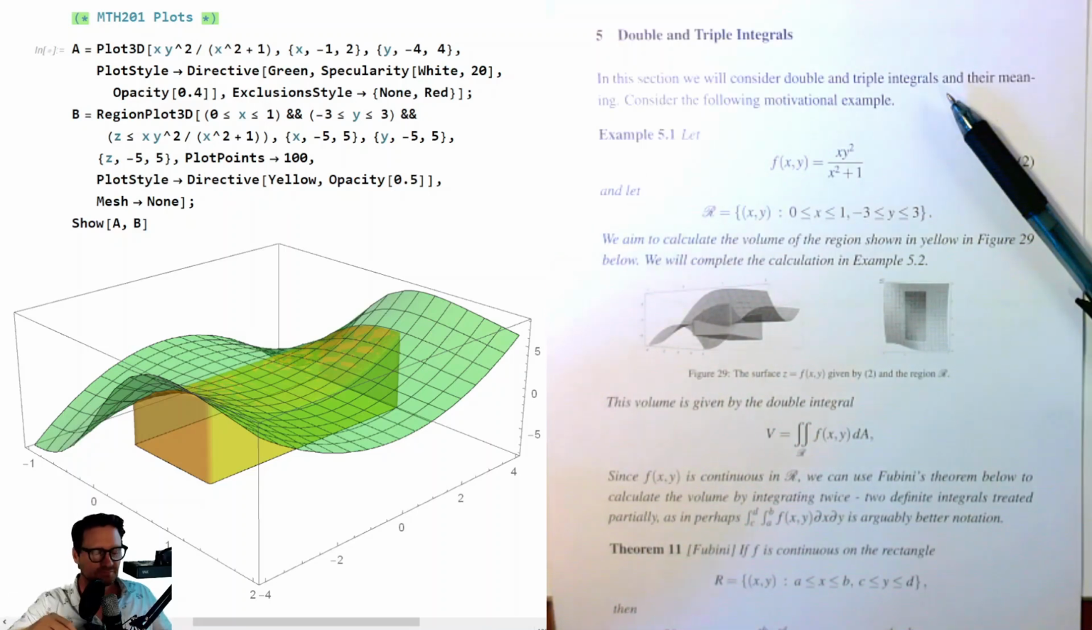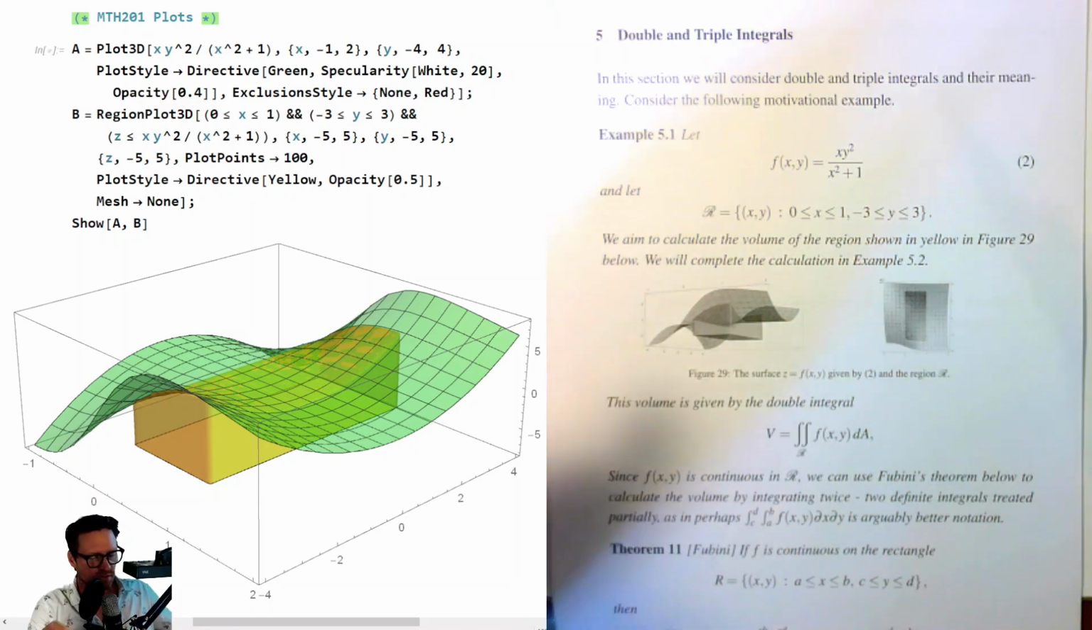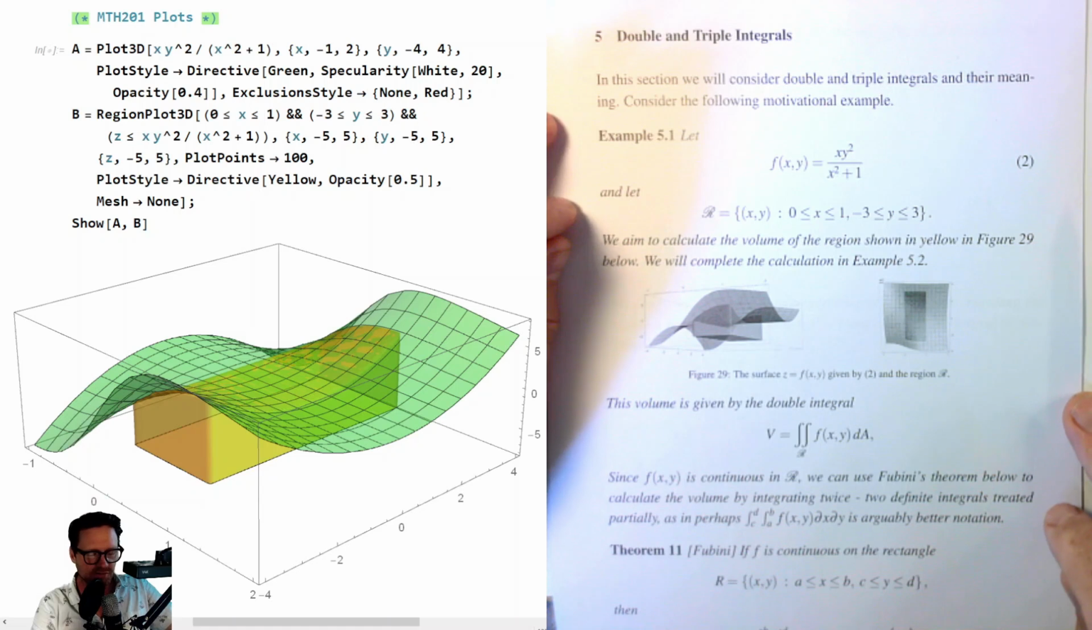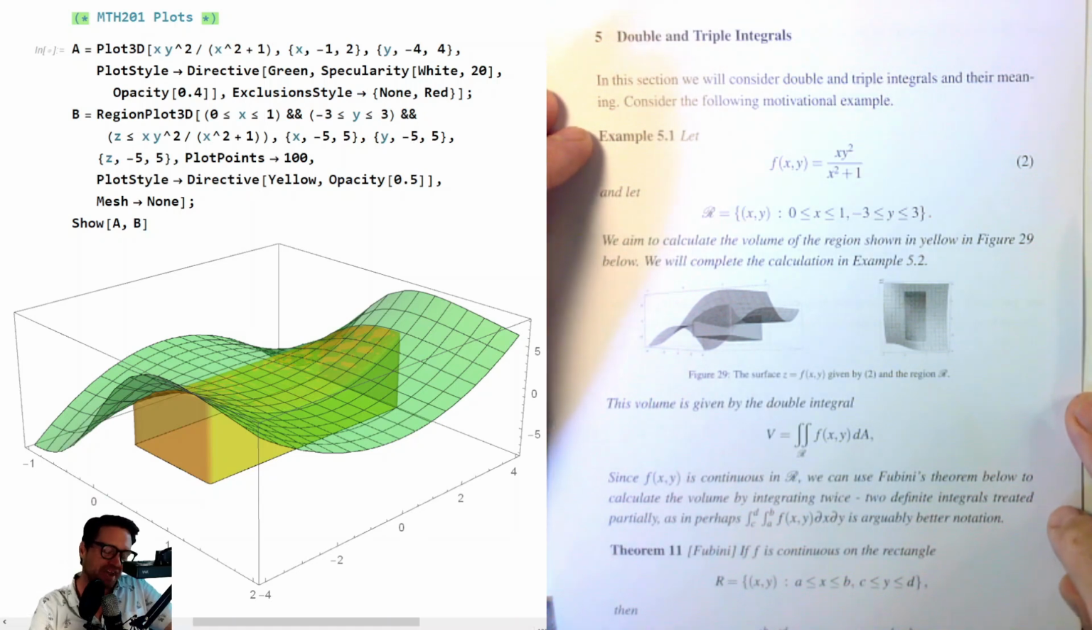Welcome! Today we're going to have a look at double and triple integrals. So we're going to consider double and triple integrals and their meaning and how to calculate them.